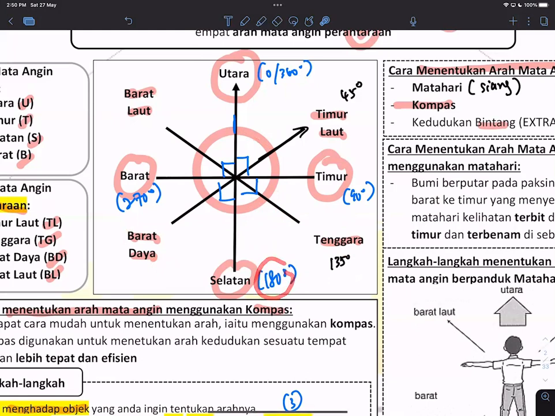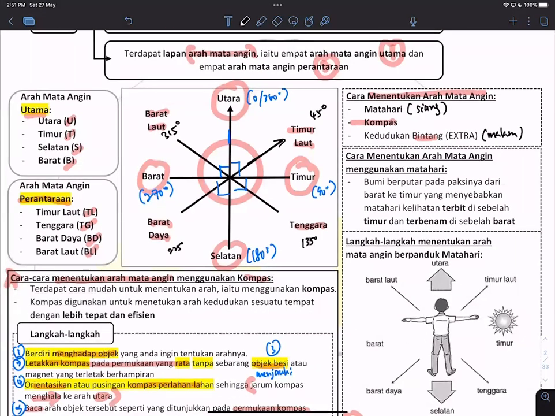So 180 plus another 45. So answer will be 225, right? Okay, so 180 plus 45, so 225. Okay, so if you really weak in calculating the answer for every arah mata angin perantaraan, please use calculator. Okay, so this is 225 degrees, guys. So the next one, this is 270 plus another 45. So which means answer is 315. Okay. So this is the bearing sudut.